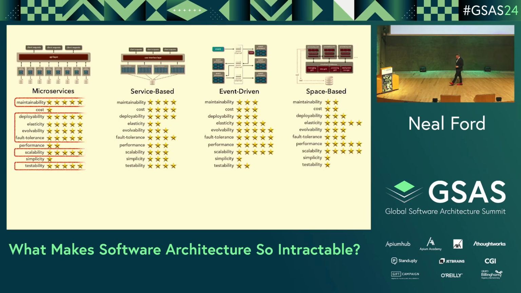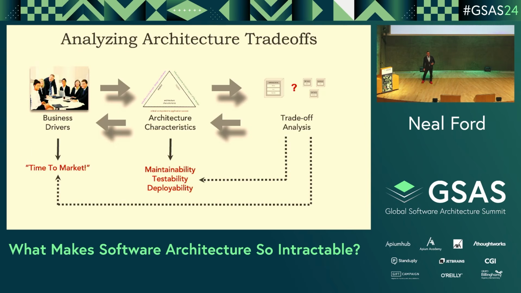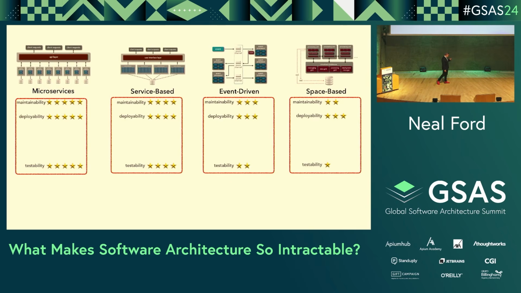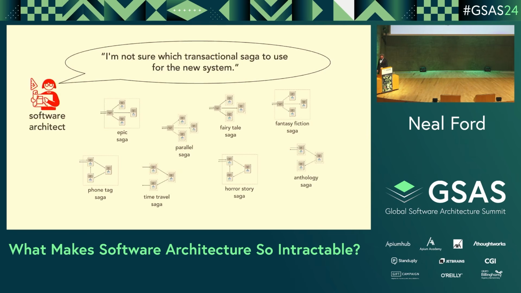And now we can look at the sweet spots for each of these architectures. What do they do really, really well? And then go back to what the purpose of this analysis was. Time to market is the most important thing here. So which of these architecture characteristics most affect time to market? Maintainability, deployability, and testability. And it turns out that microservices scores the best one here. This is the trade-off analysis and the reconciliation with the purpose of that trade-off analysis.